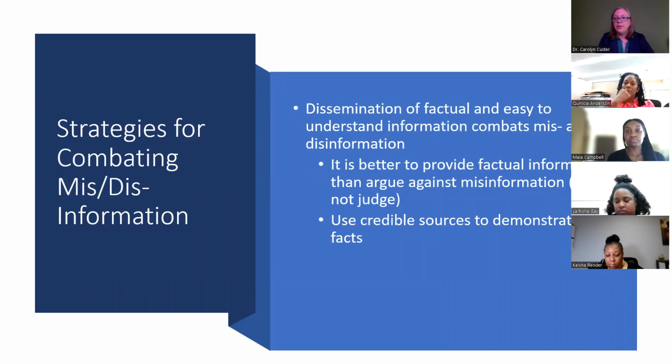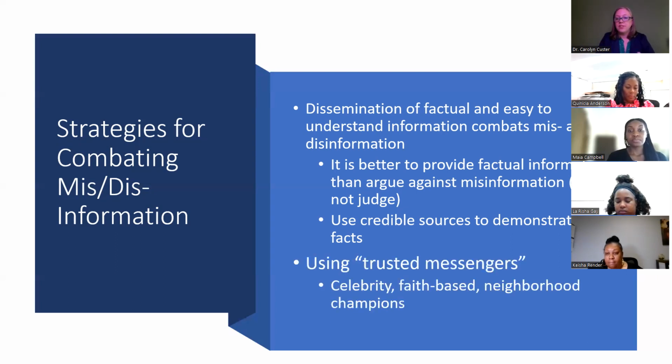So, when you're presented with mis and disinformation, like Maya said earlier, the best thing to do is not to argue, but just to provide the factual information, using credible sources to demonstrate the facts. We use the CDC, MDHHS as our sources. We have started to see where people are starting to doubt credible sources. That's a whole other issue. Again, don't argue against things, just try to provide factual information. Trusted messengers, again, those community champions, people that know the community, know the neighborhood, and can spread the message effectively.